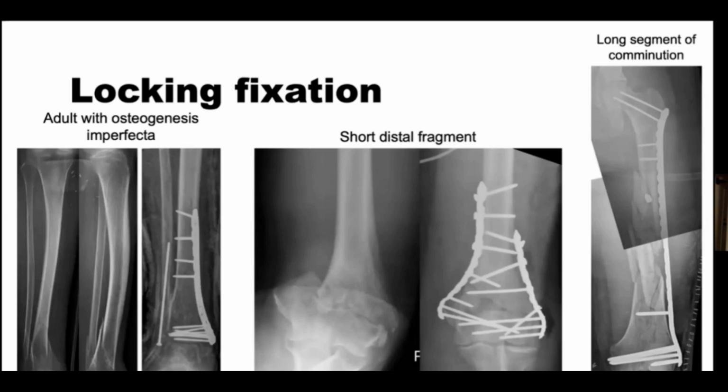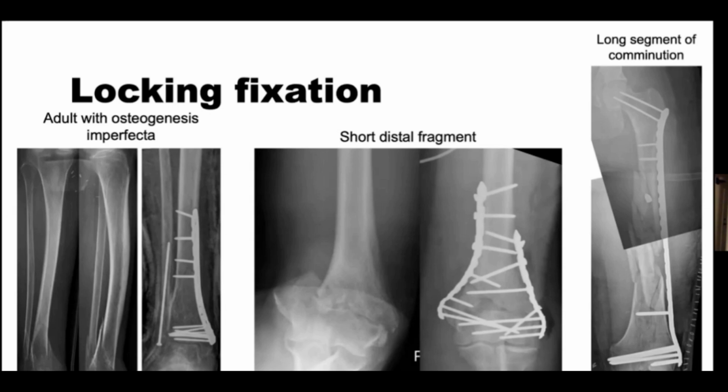In the middle picture, you have a distal humerus fracture. It's intra-articular, but the distal fragment is very short. And so the screws that are in that short fragment are locking screws, meaning they go into the plate in a fixed angle design, and that gives it additional strength.